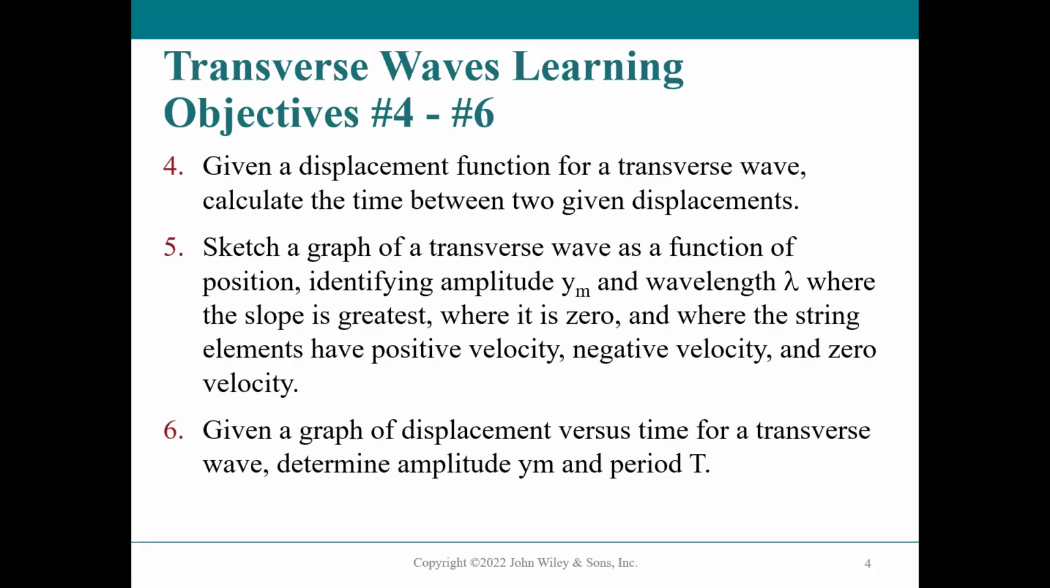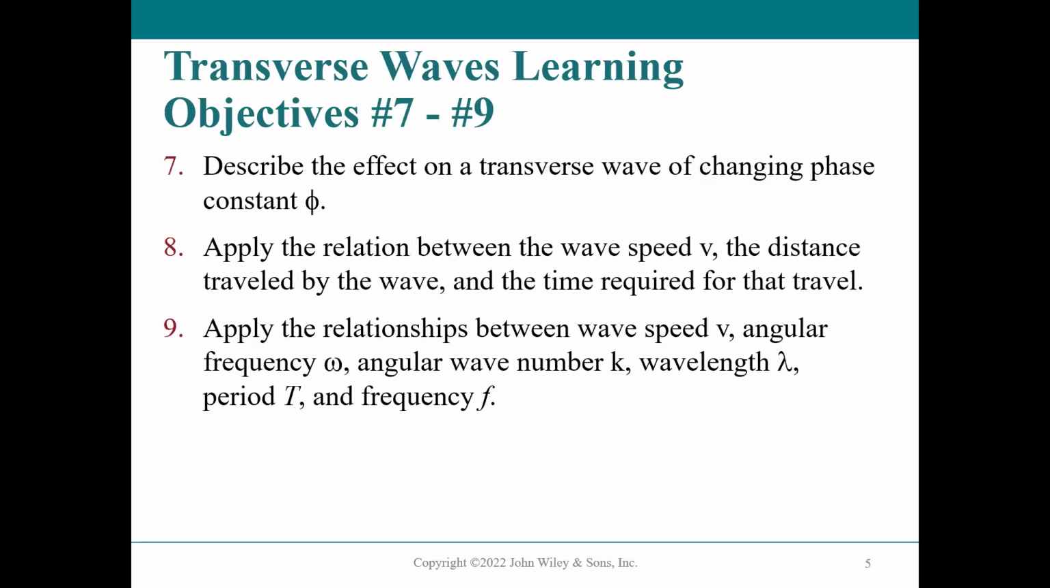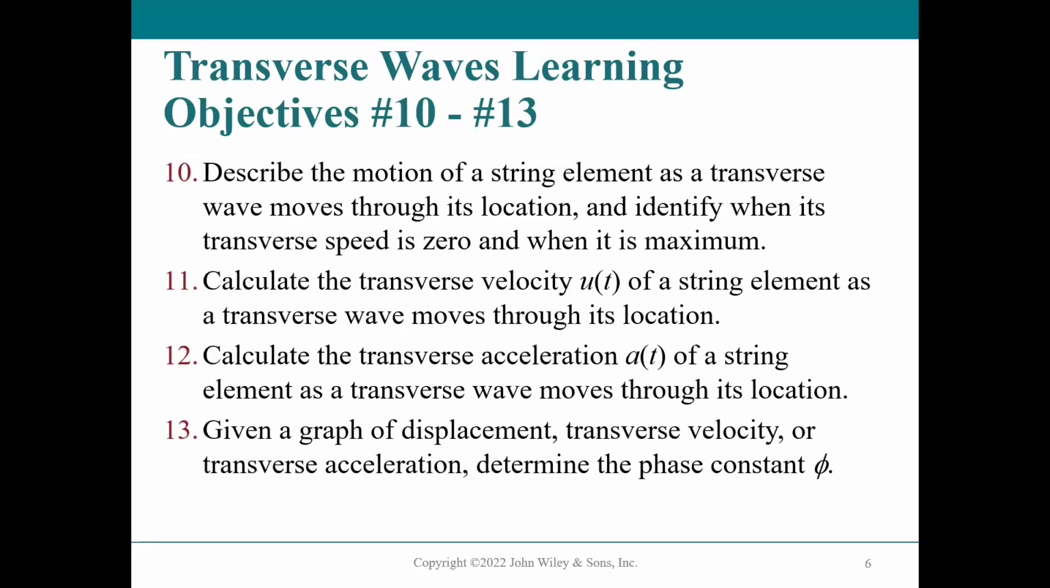Okay, and then given a displacement function, sketch the graphs of transverse waves, and given the graphs of displacement versus time for a transverse wave, determine amplitude Ym and period T. And then apply the relation between wave speed, distance, and the relationship between speed v, angular frequency omega, angular wave number k, wavelength lambda, period T, and frequency f.